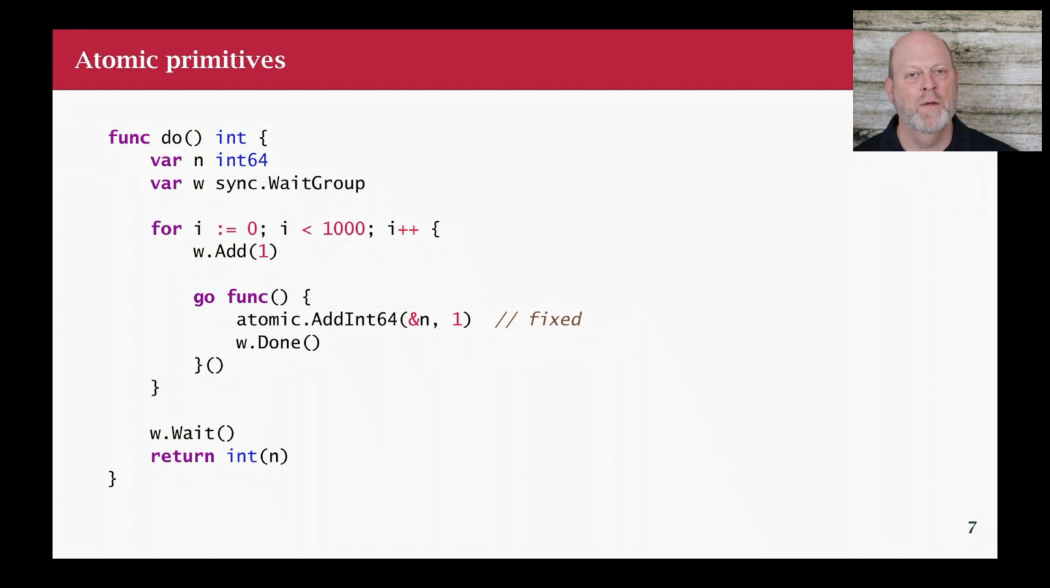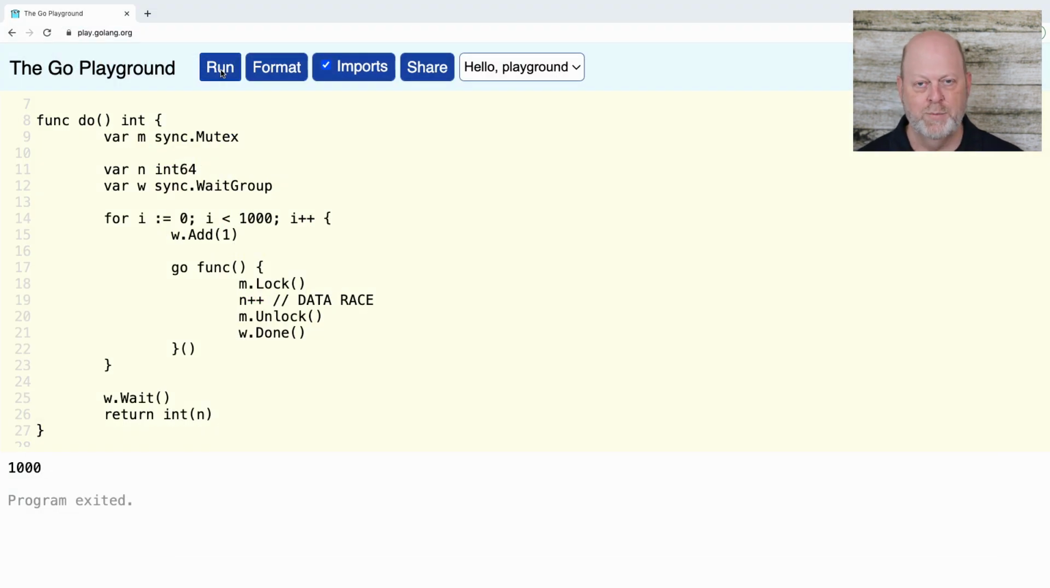Now, I want to bring up one other alternative, and that's package sync/atomic. There are some even more primitive tools which are more tied to the hardware that we can use. They're more limited, but sometimes they're more efficient. If I go back to my program in the playground, right now I've got this mutex.